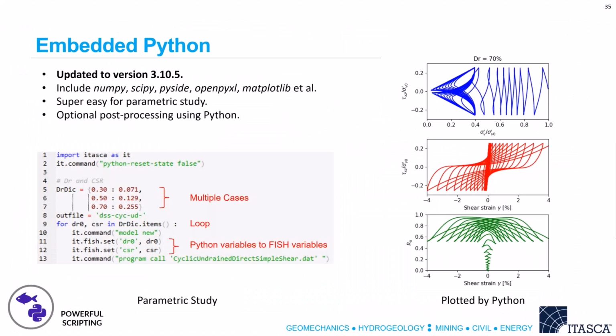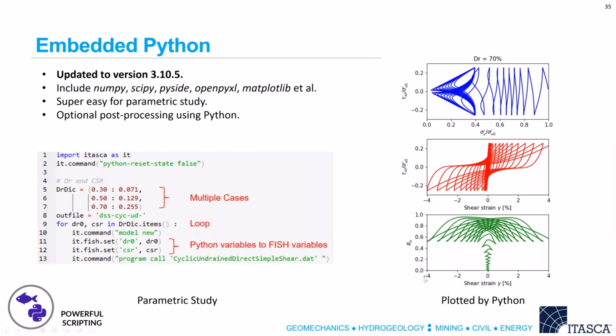The next update is Python. So Python in FLAC3D is not new, but in FLAC3D version 9, we updated this Python version to 3.10.5. We have a lot of included Python libraries. So with Python libraries, it's super easy for FLAC3D to do parametric study.